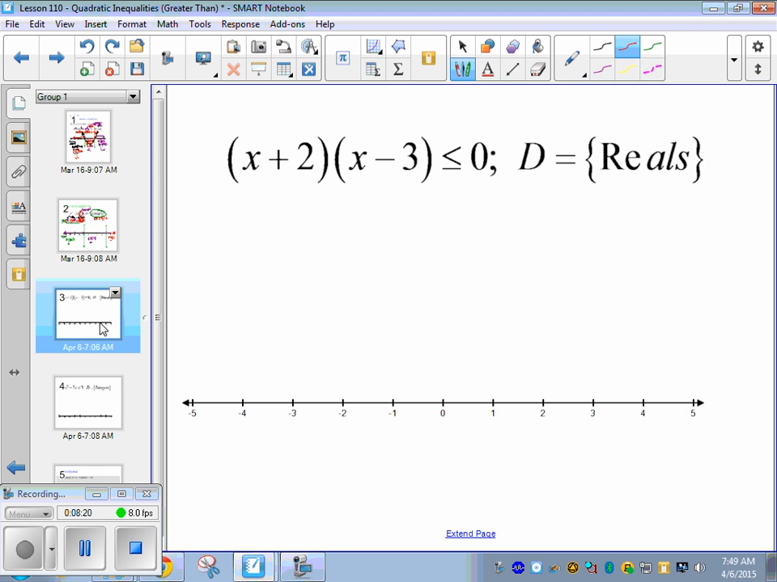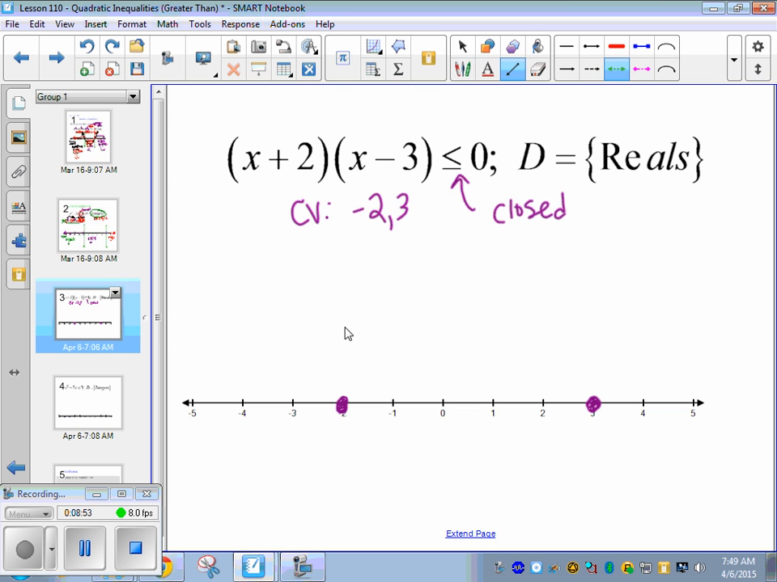So let's check and see. This one's factored for us, which is nice. So Max, what are the critical values? Negative 2 and 3. Good. So CVs are negative 2, positive 3. Okay, and Zach, open or closed circles on negative 2, positive 3? Good, because there's a line underneath here, closed. So we've got negative 2, positive 3. Again, this is splitting it up into 3 regions, and we're going to test within each region.